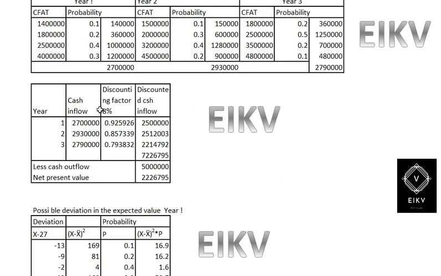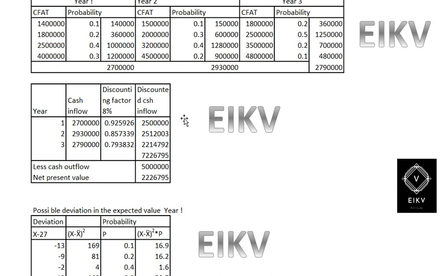After taking the expected value, you need to multiply it with the discounting factor of 8%. That is, for the first year it will be 1 divided by 1.08, which will give you 0.92598, and for the second year it will be 0.92598 divided by 1.08, which will give you 0.8573. In the same way, in the third year 0.8573 divided by 1.08 will give you 0.7938.